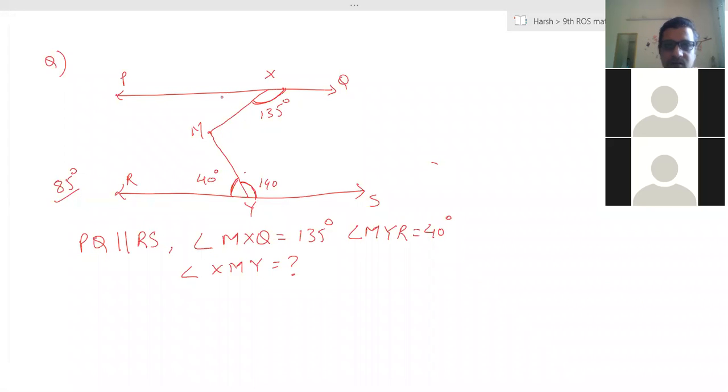Tarun. Hello, sir. Yes, tell me, Tarun. So we can add 135 plus 140 and subtract it from 360. Why 360? What is the reason? Sir, reflex angle. Reflex angle. How?